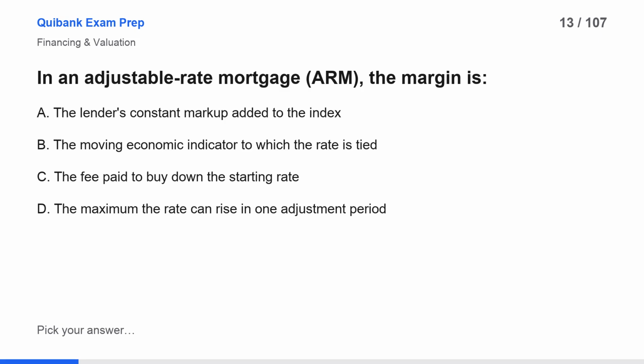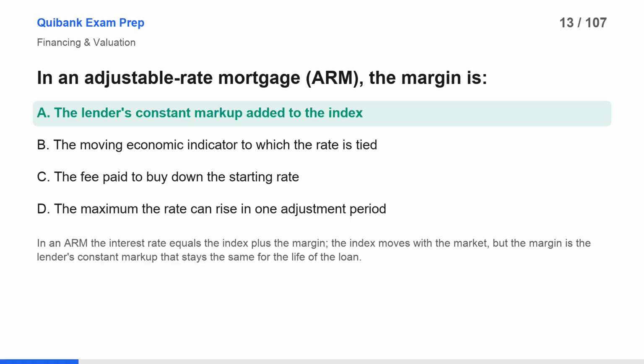Question 13. In an adjustable rate mortgage (ARM), the margin is A. The lender's constant markup added to the index. B. The moving economic indicator to which the rate is tied. C. The fee paid to buy down the starting rate. D. The maximum the rate can rise in one adjustment period.